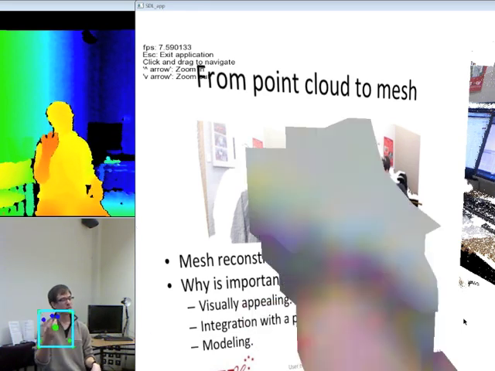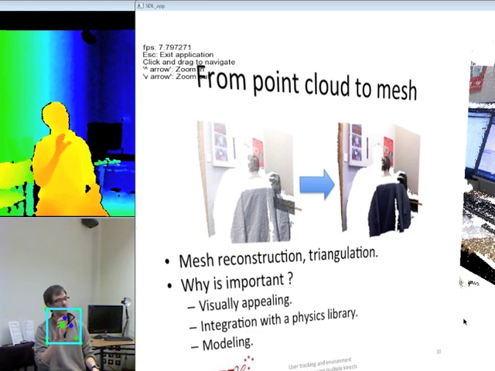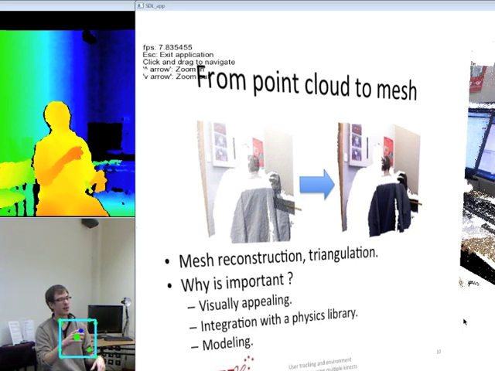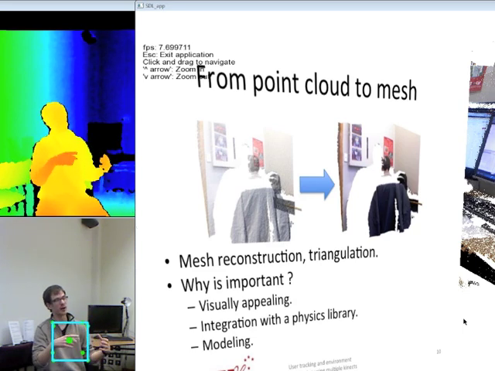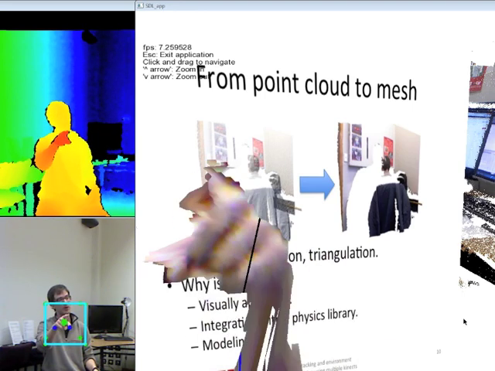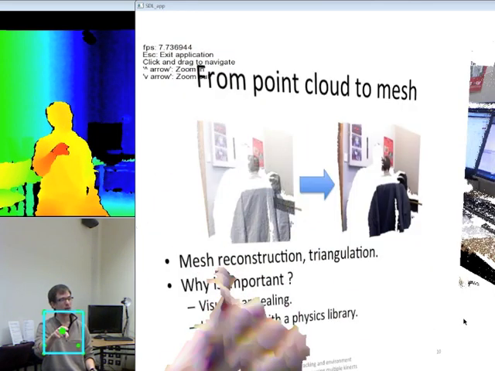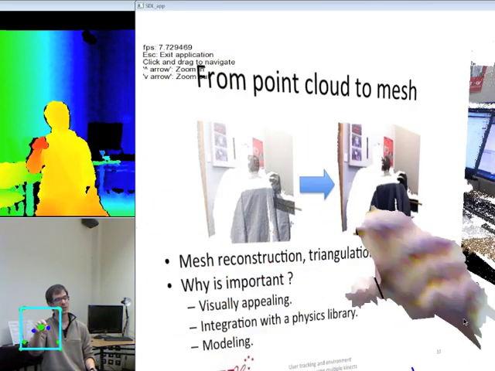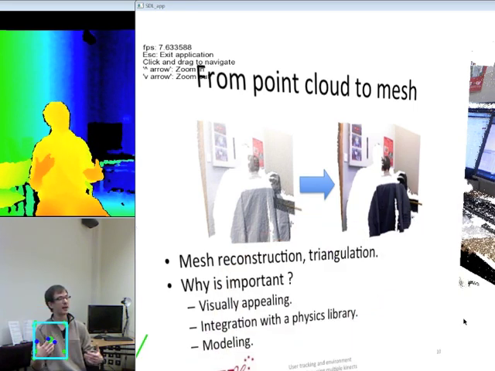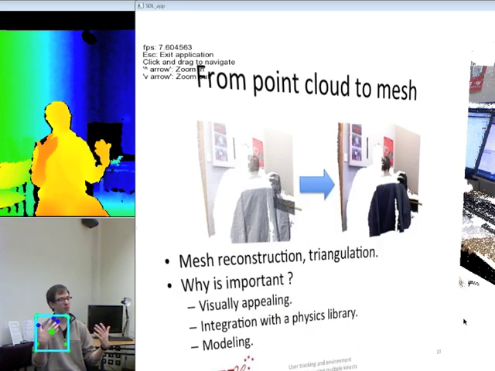And then I found some software that does that for us: given a bunch of three-dimensional points, it triangularizes, and then you can reconstruct the mesh. For example, you can see that here is a bunch of points that are not connected, and after this processing, you can get the whole mesh. Not only is it helpful for integrating with a physics library, but it is visually more appealing, more attractive to look at.